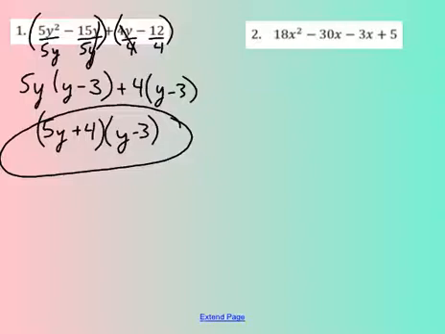Okay? Then we go to 2, all right? So this is a little bit tricky. They have minus 3x here. I'm going to write it as plus a negative 3x. So what I would do is look at 18x squared. I'd take out 6x. And here I'd just take out a 1.